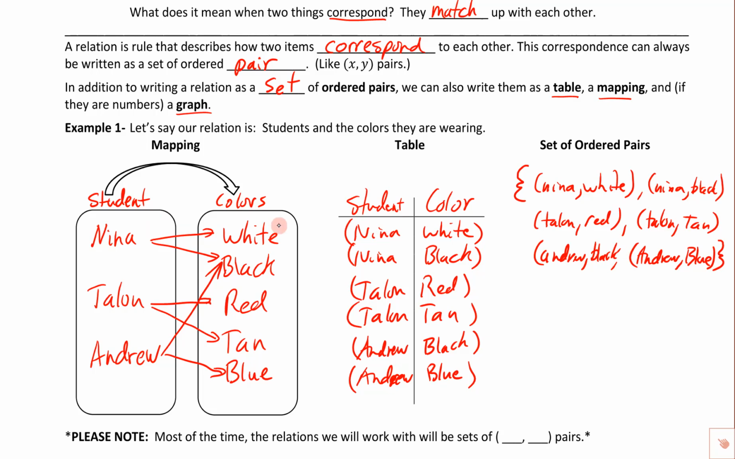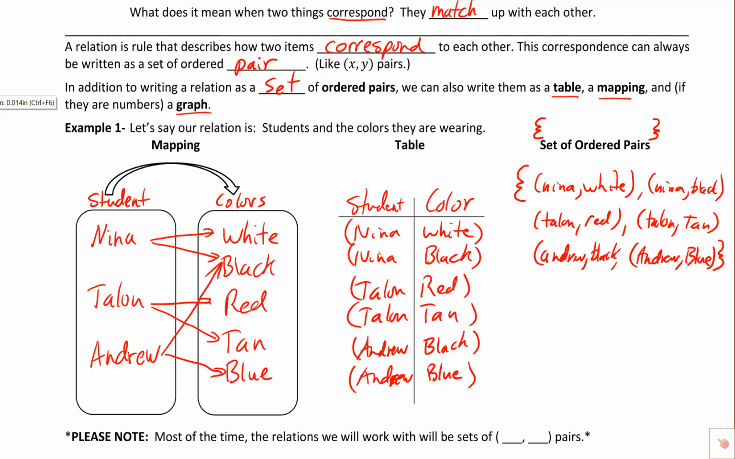So we've got a mapping, we've got a table, and we've got a set of ordered pairs. And the only one that's a little bit weird is the set of ordered pairs. You do have to use some set brackets, and they kind of look like this. So make sure you do that when you're doing a set of ordered pairs. The only one that we didn't do here, so we did a set, we did a table, and we did a mapping, is a graph. There's really not a way to graph these points. If they were numbers, then we'd be able to graph those sets of ordered pairs.